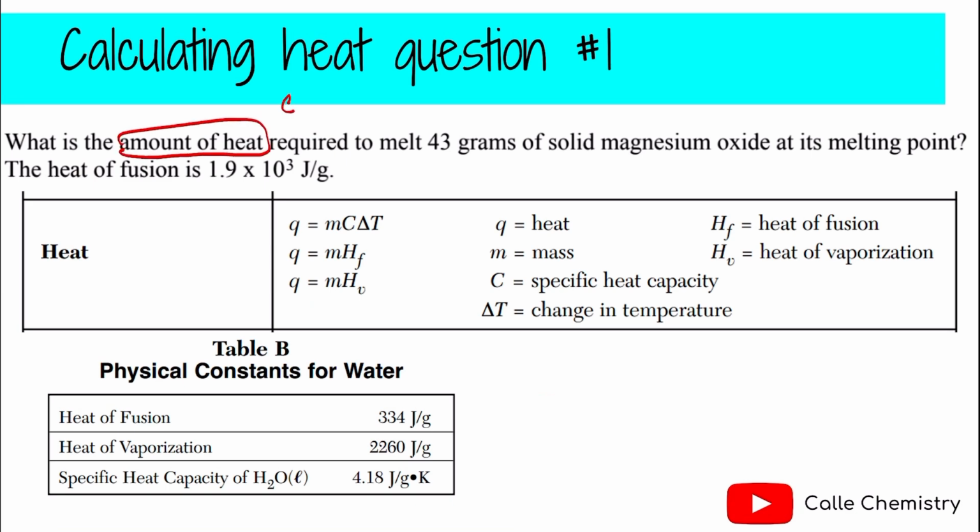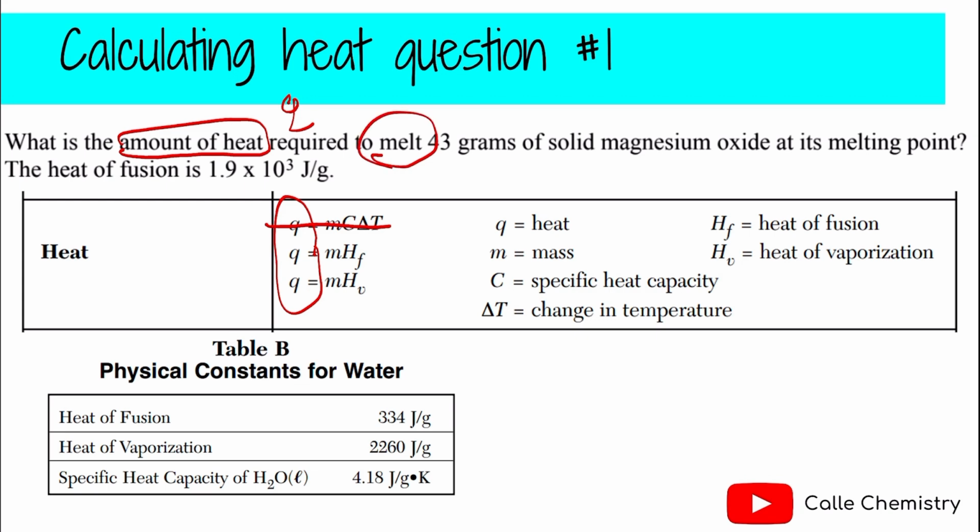So I'm calculating Q, but there are 3 equations that calculate Q. So let's rule out the first one. If there's a change in temperature, I'm using Q equals MCΔT. If there isn't, I'm not using this. Let's see, in this question, we weren't given any temperature, so we're going to cross this one out. And then the key word here is melt.